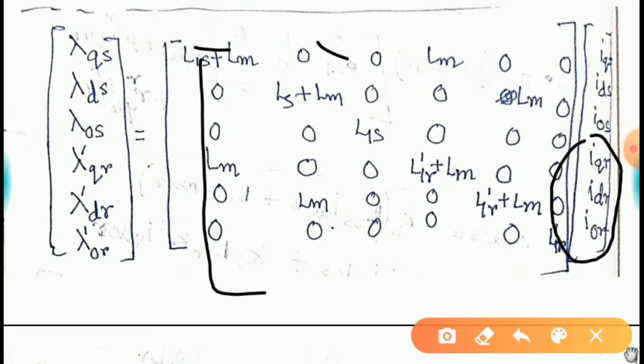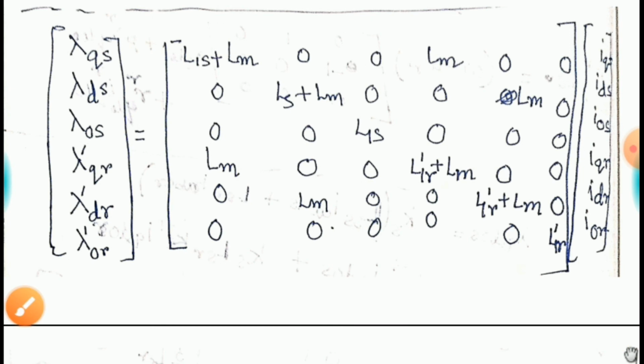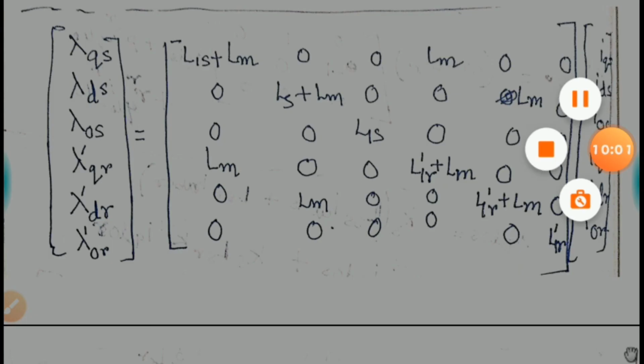The first three terms will be IQS, IDS, and so on, and the last three terms will be IQR dash, IDR dash, I0R dash, right? Here I have missed the dash. Please incorporate this in your discussion or analysis.